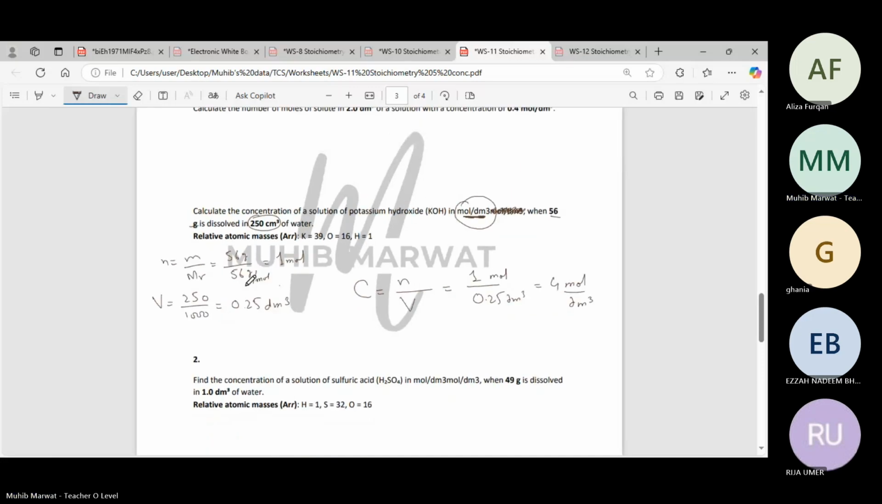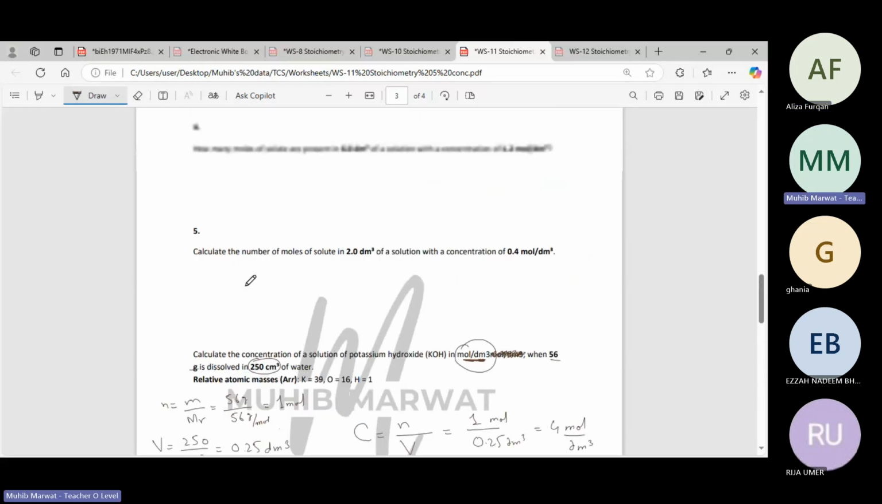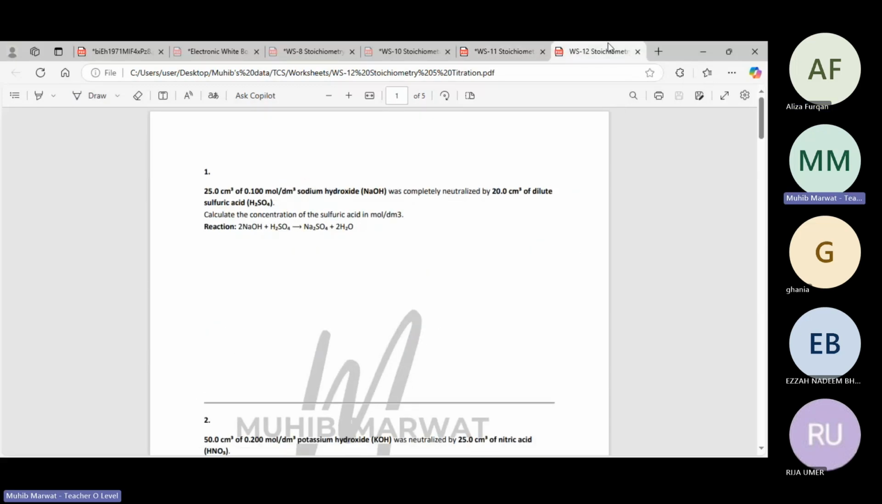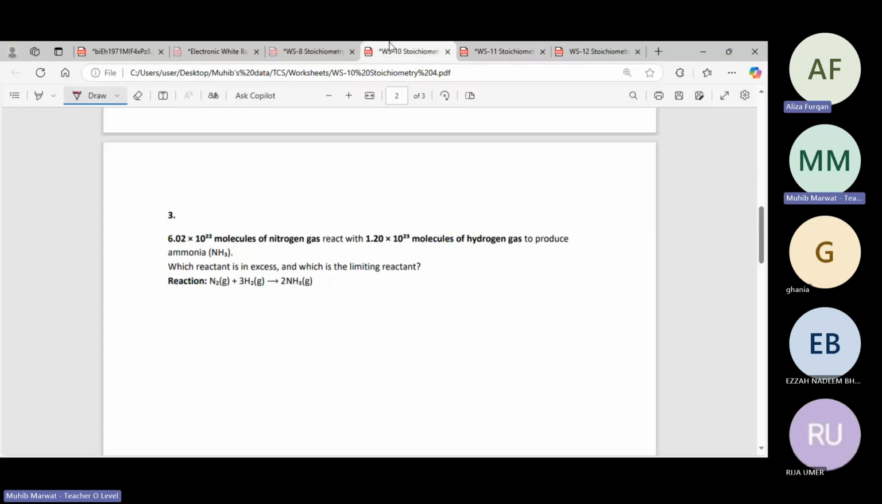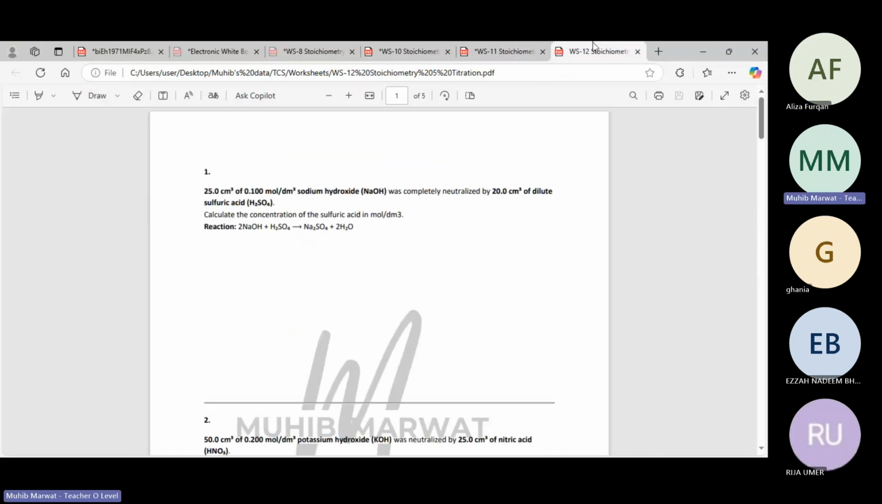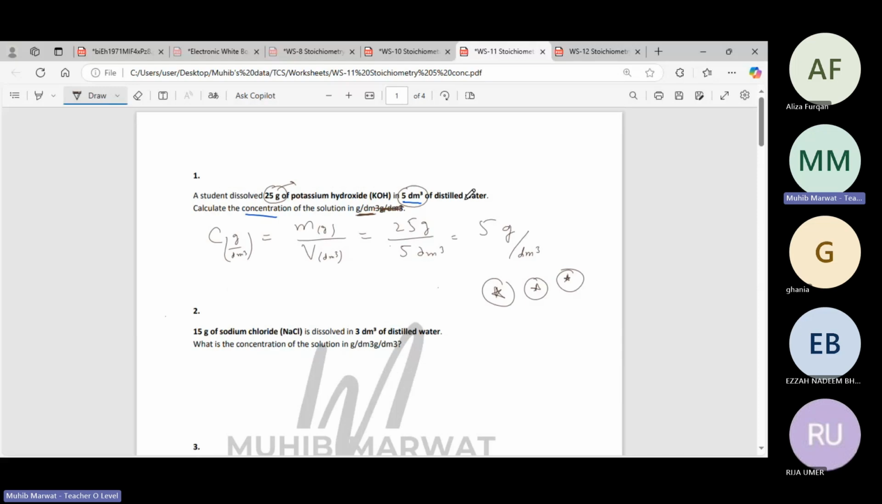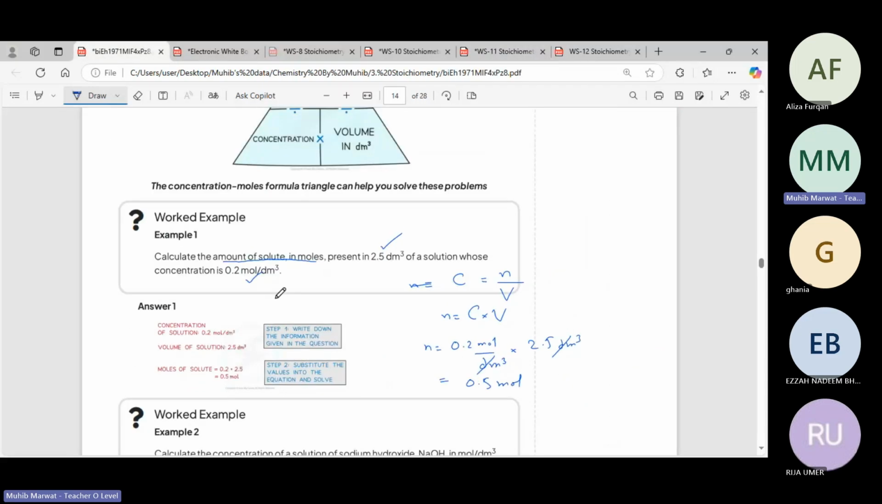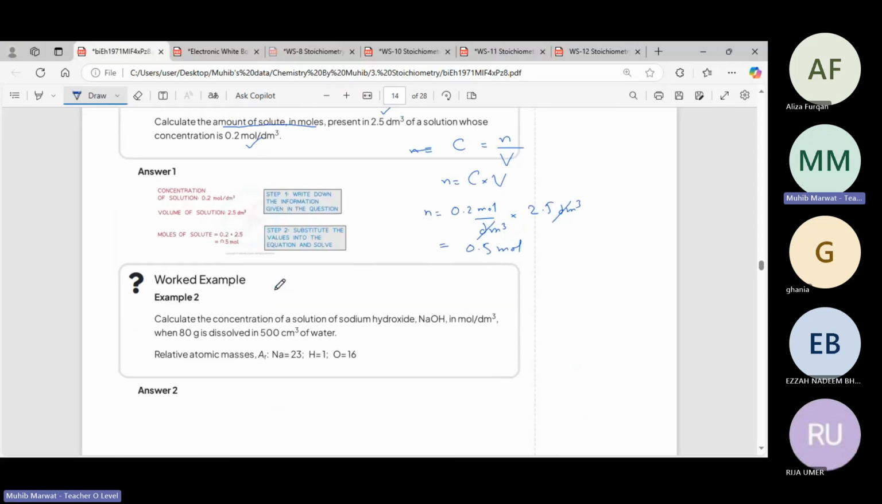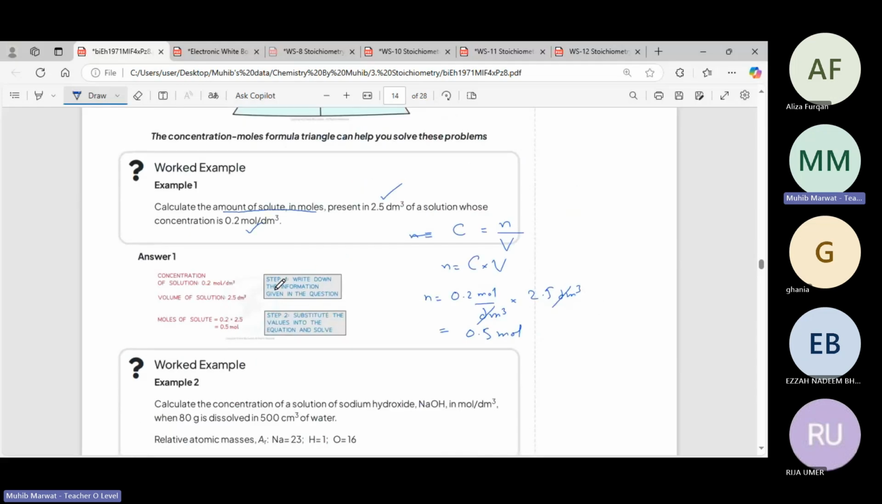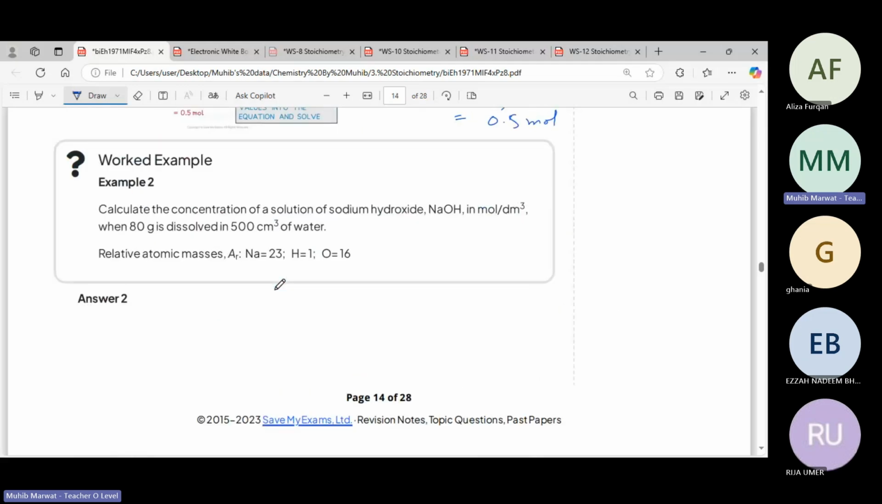Rest of the questions you'll have to do by yourself. This one is left. These are just precursors for doing titration calculations. We are going to do concentration questions. Let's revise the whole concept. First of all, have we solved this question, or are we going to solve it? First of all, just revise it.